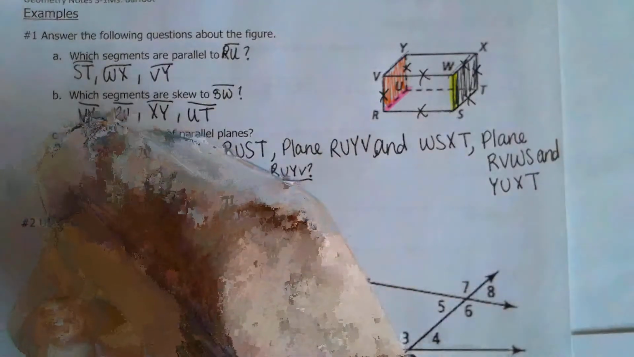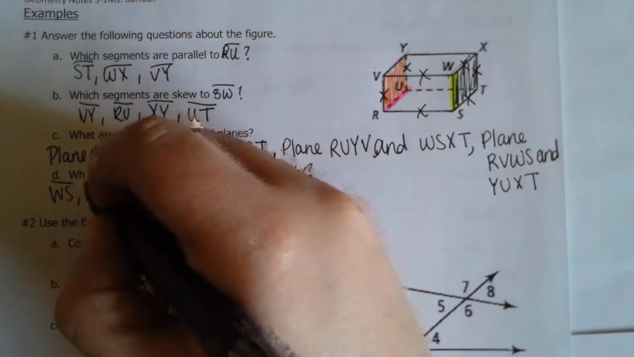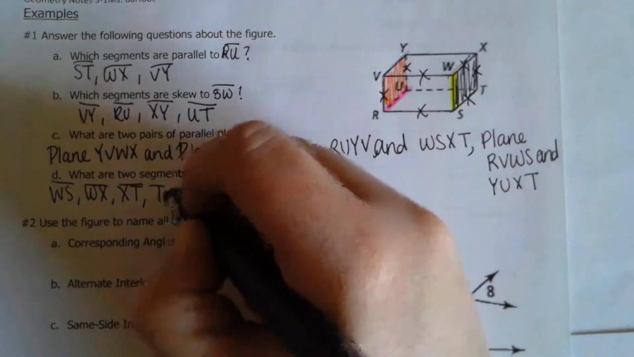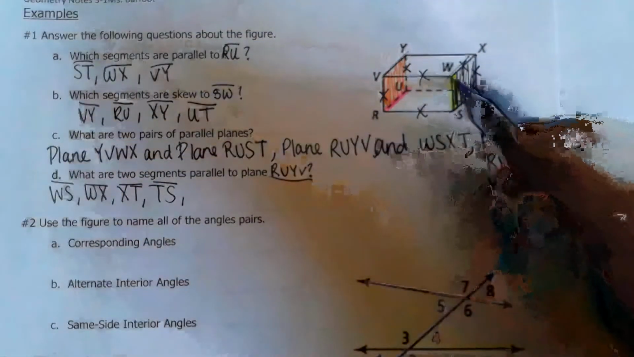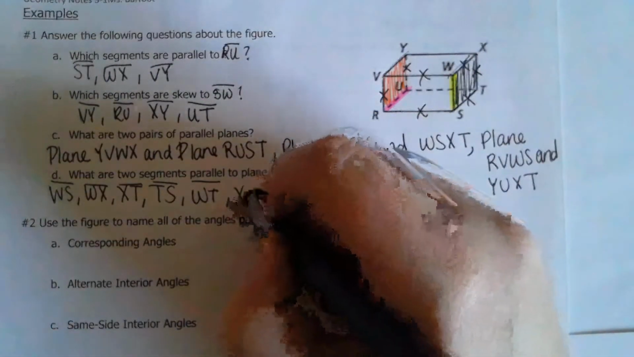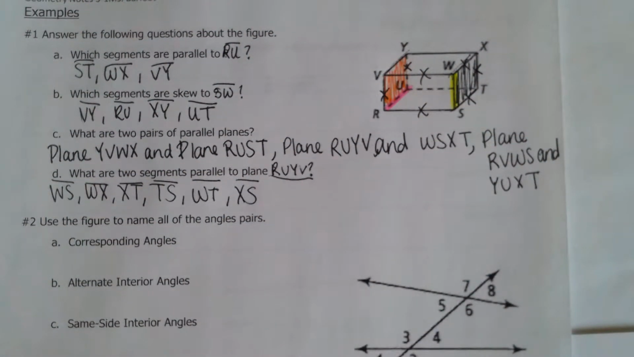So possible answers could be WS, WX, XT, TS, or even diagonal lines like WT or XS. Now there's 6 different options there you could choose as your answer. You only need to choose 2.